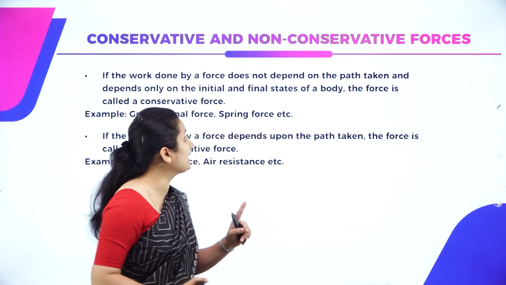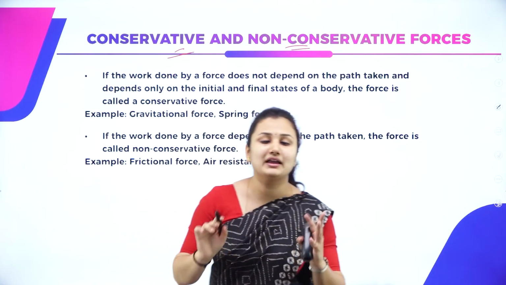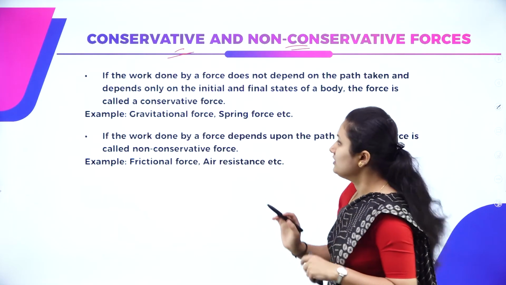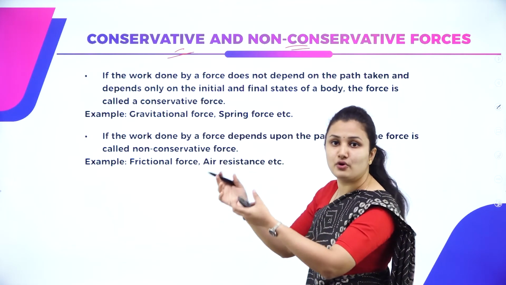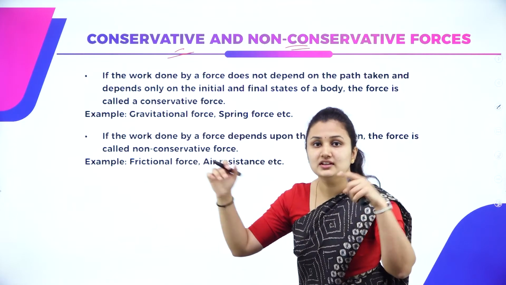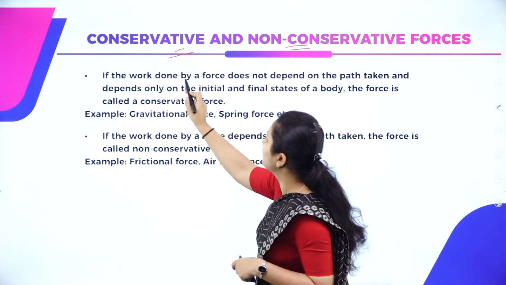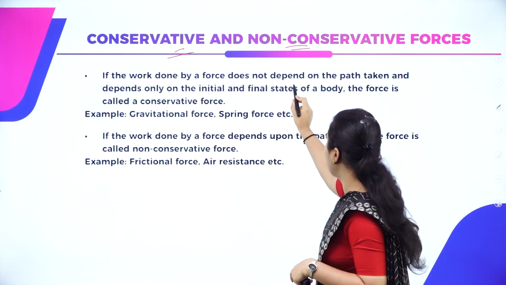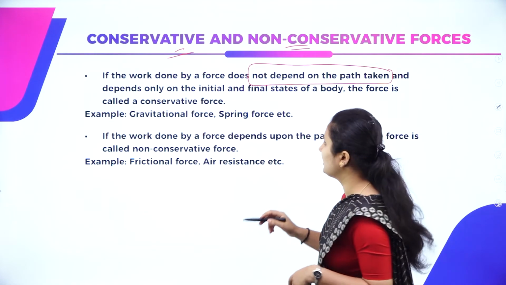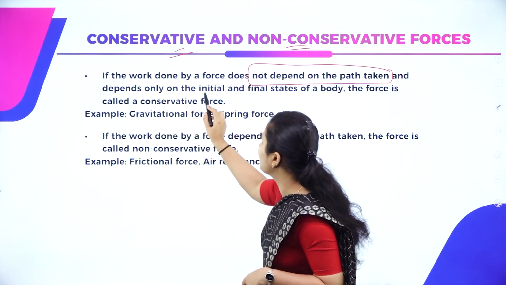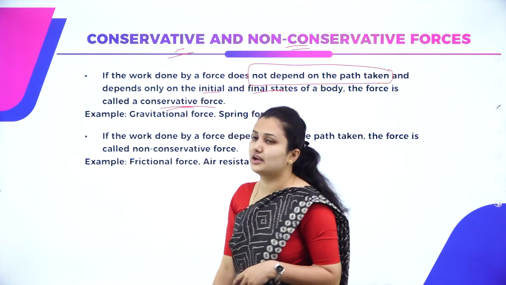In force we have two types, that is conservative and non-conservative force. What do you mean by conservative force? Conserved. So conservative force means the work done by the force, you are applying the force, the displacement has been caused, that means there is work done by the force that you have applied. So work done by the force does not depend on the path taken, and it depends only on the initial and final state of the body. The force is called conservative force.